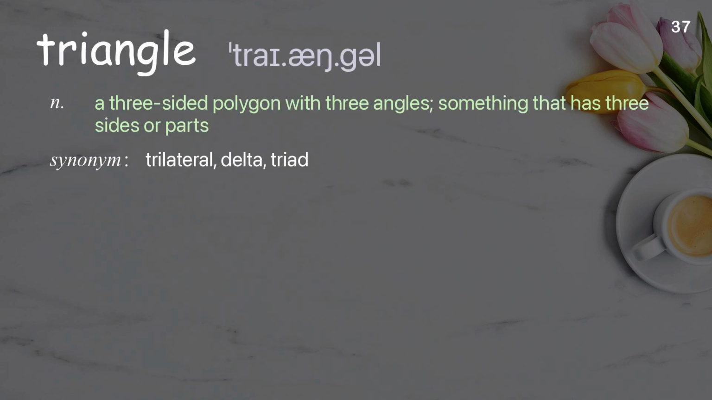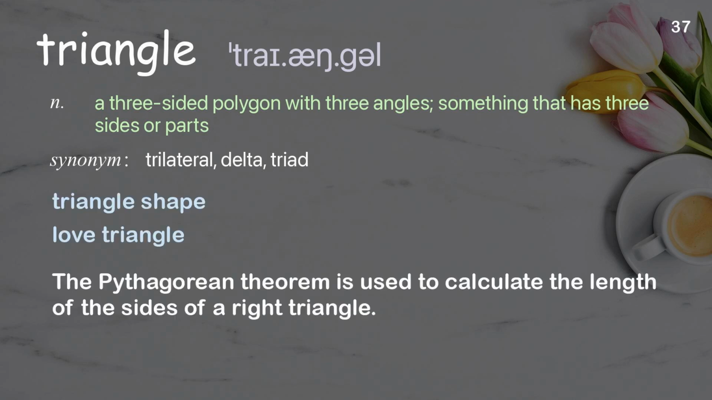Triangle. A three-sided polygon with three angles, something that has three sides or parts. Examples: Triangle shape, love triangle. The Pythagorean theorem is used to calculate the length of the sides of a right triangle.